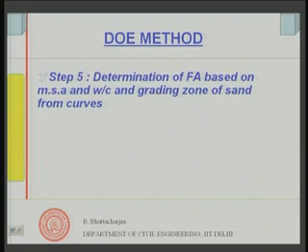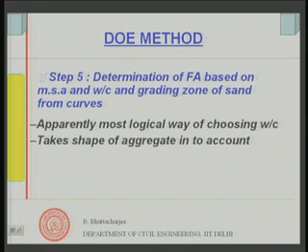And then in the last step we determine the fine aggregate content based on maximum size of aggregate, water cement ratio and grading zone of sand, or the particle size distribution of the sand, from a set of curves. So, this is basically the outline of this method. We will go one by one, and look into each step again in detail.